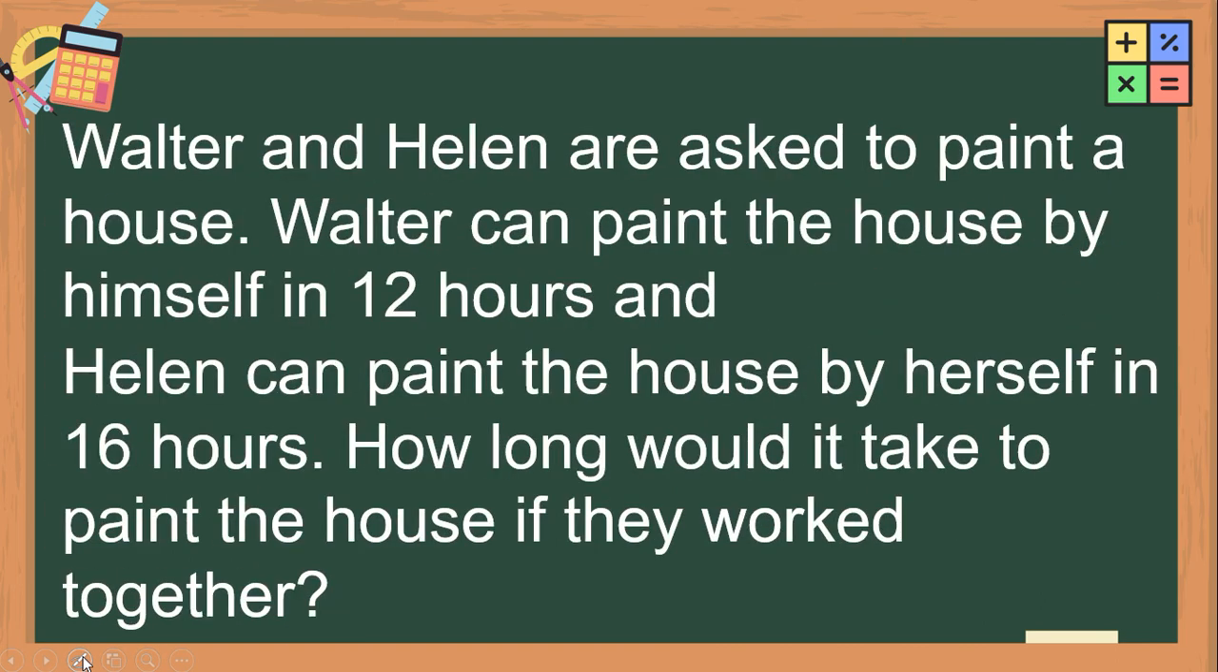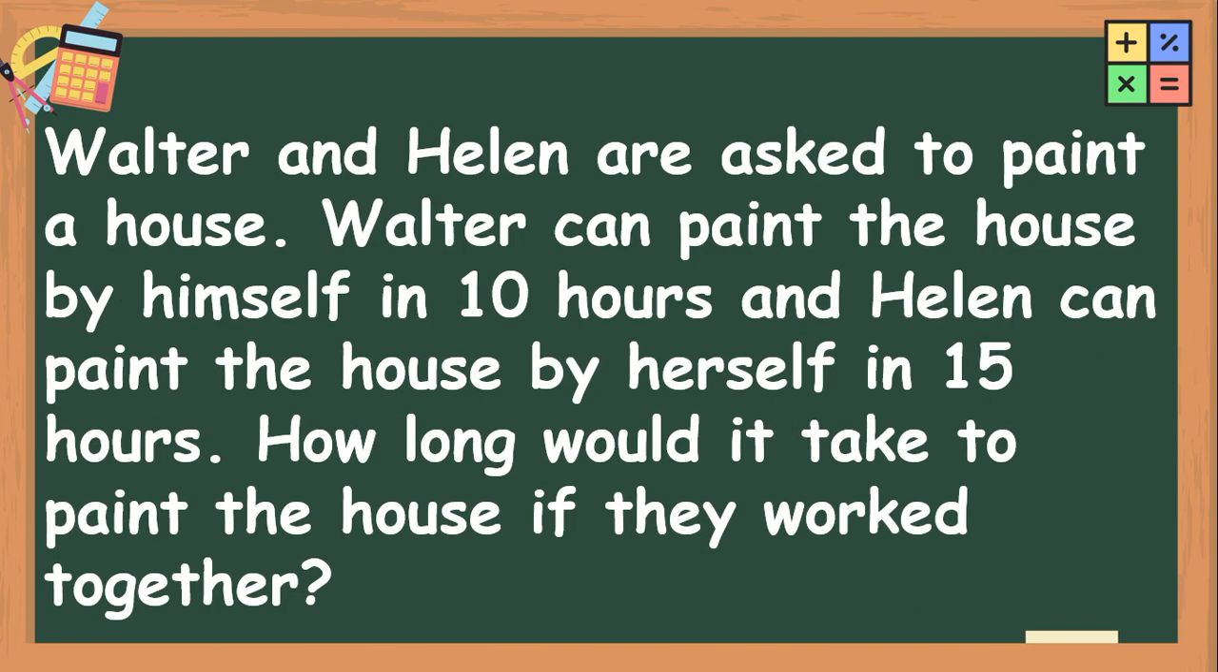So, paano ba isolve itong si Walter and Helen? Since Walter can paint the house by himself in 12 hours, so 1 all over 12. And si Helen, kaya niyang mag-paint ng house by herself in 16 hours. Ang gagawin niyo lang diyan, sa calculator, is 1 all over 12 plus 1 all over 16. Kung ano yung lalabas na sagot, just flip mo lang, then that's the final answer.